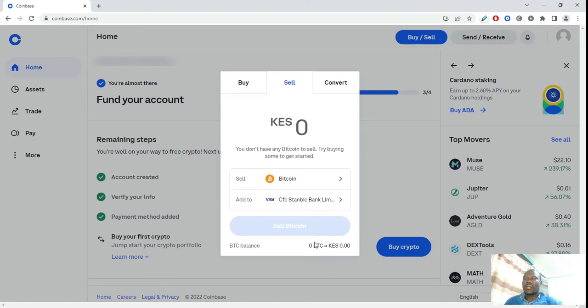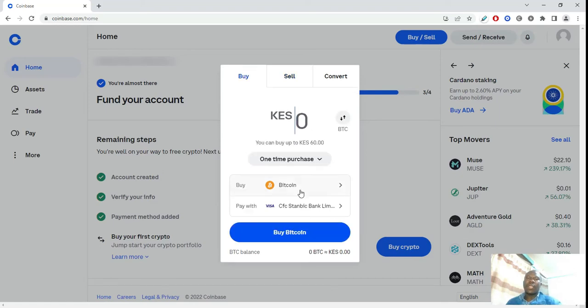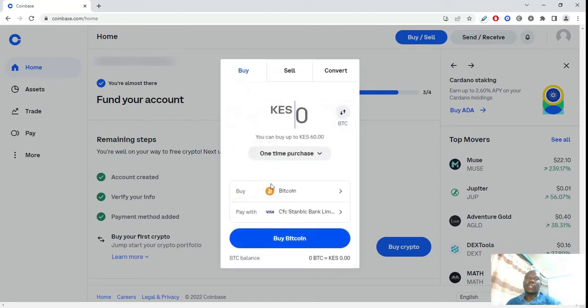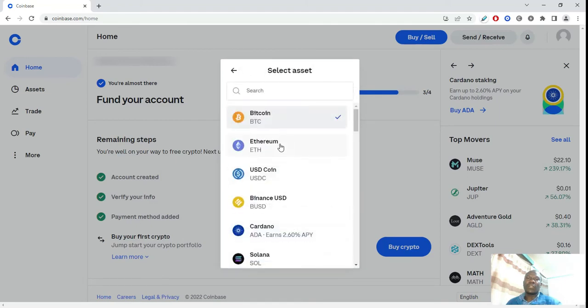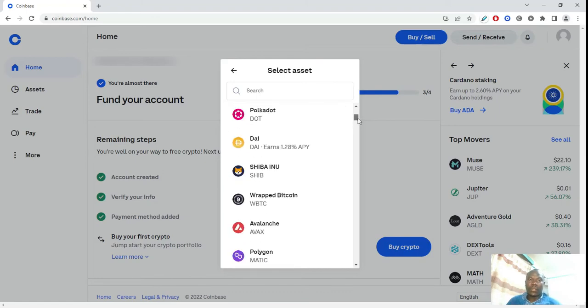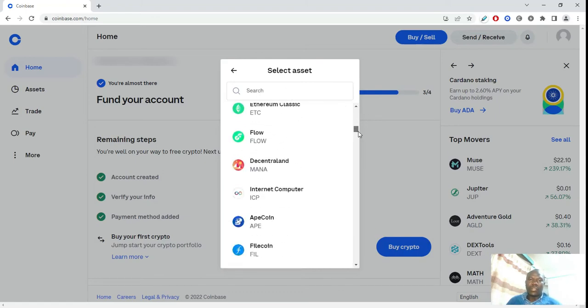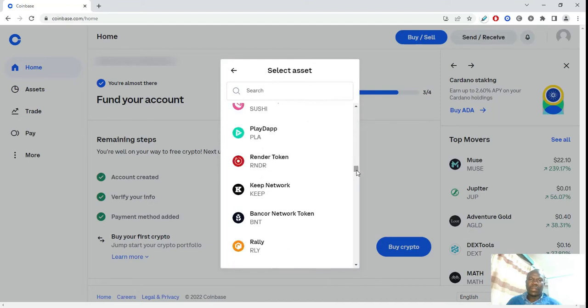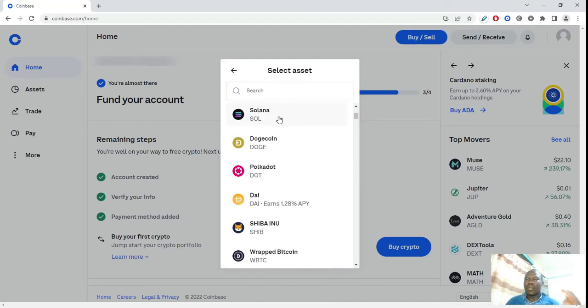You will not actually sell it on the current Bitcoin price, and you can choose the coin. It doesn't have to be Bitcoin. You can even choose another coin from this drop down here. So here we have Bitcoin, Ethereum, USD Coin, Cardano, Uniswap, and all that stuff up to down here. So you just find the one that you want to buy.